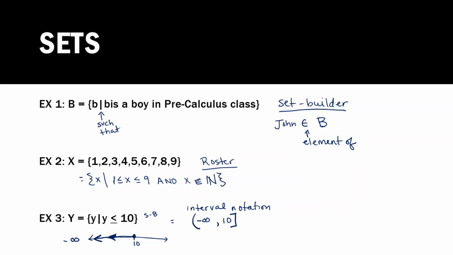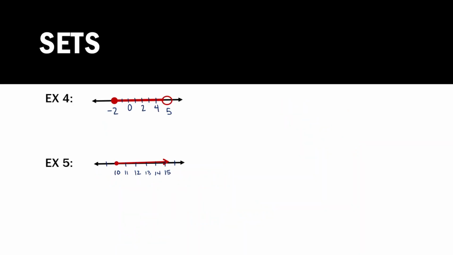Okay, so let's do a little more practice with that. So here's some number lines. So this set here is going from -2 to 5. I'm including the -2, but I'm not including the 5. If I wanted to write this in set builder notation, I would say x such that x is between -2 and 5. Notice I put the underline on the less than with the -2 because it can equal it.